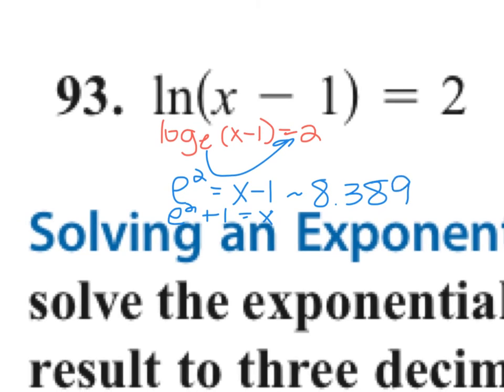So if it's e, we ln it. If it's ln, we do log base e and exponential. If it's log, we do log base 10 and exponential. If there's a log on either side of the equal sign, we use 1-to-1.